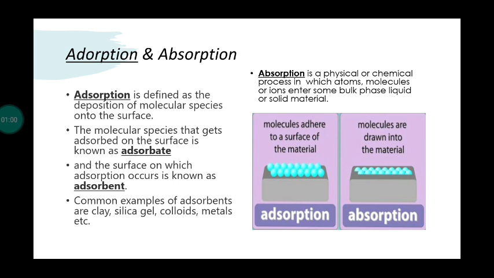Adsorption is defined as the deposition of molecular species onto the surface, whereas absorption is a physical or chemical process in which atoms, molecules or ions enter some bulk phase, liquid or solid material. There are two more important terms, that are adsorbate and adsorbent. The molecular species that gets adsorbed on the surface is known as the adsorbate, and the surface on which adsorption occurs is known as the adsorbent.